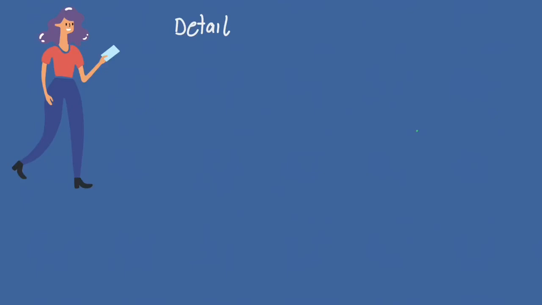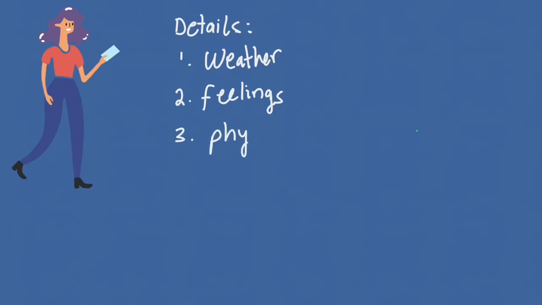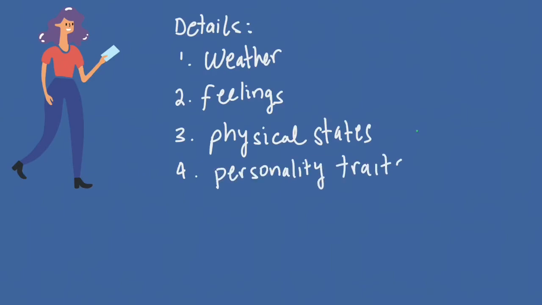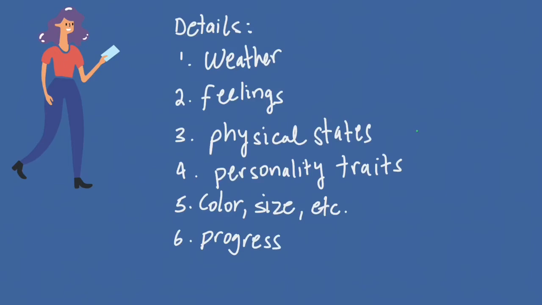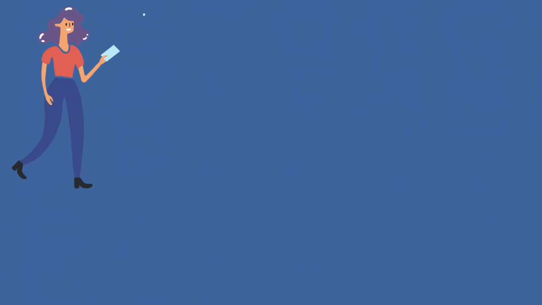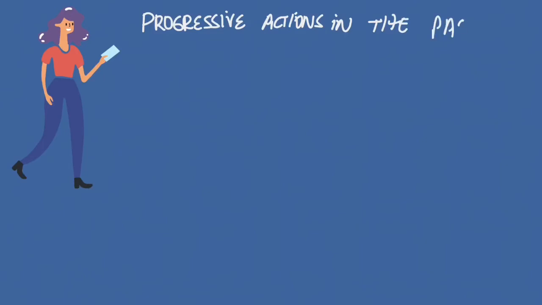Okay, so here are a couple of examples of what we consider details: weather, feelings, physical states or conditions. For example, to be cold, to be hot, personality traits. When we talk about color, size, or age, for example, progressive actions in the past as well. Let's end this video explaining about progressive actions in the past.